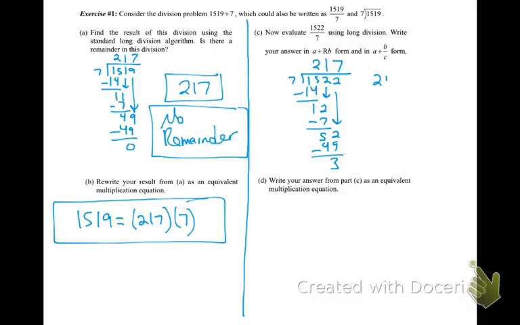So there's several ways you can write your answer. One way is writing 217 remainder 3. Another way is as a mixed fraction, 217 and 3/7.